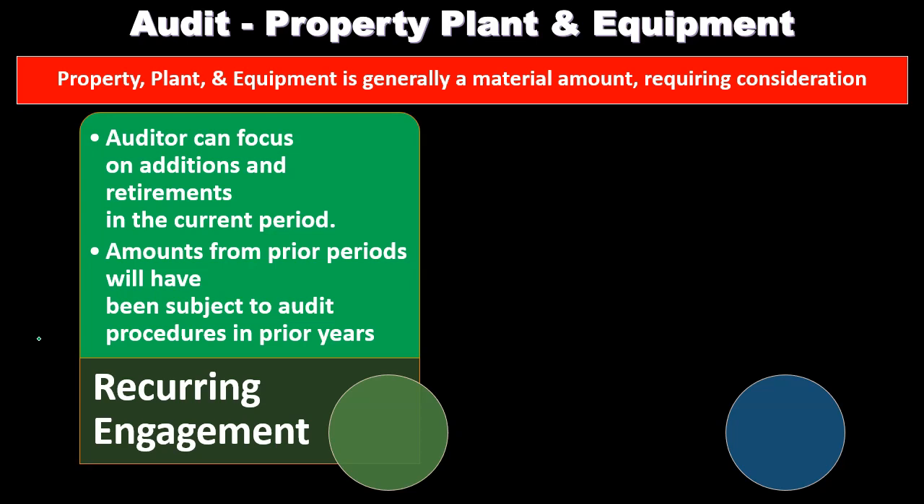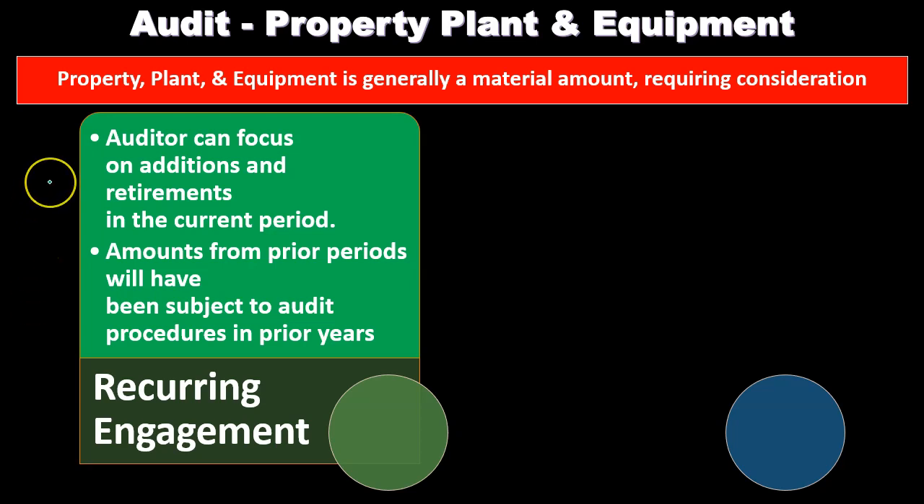Now, there are characteristics of property, plant, and equipment that can make them easier in some situations, such as an audit where it's a recurring engagement. Normally, that's the case. So normally we have been auditing the same client for some time now, and therefore it's a recurring engagement, and we can rely to some degree with regards to property, plant, and equipment on prior year transactions, because these, of course, are long-lived assets from prior years.